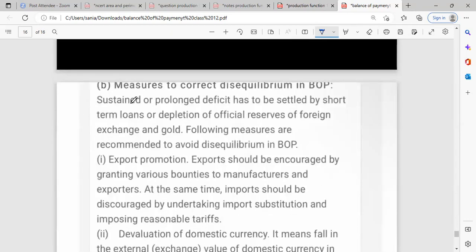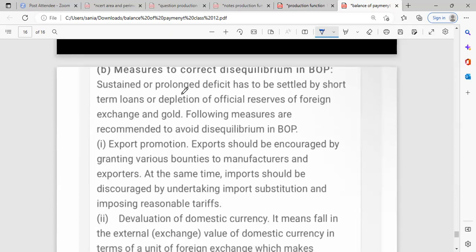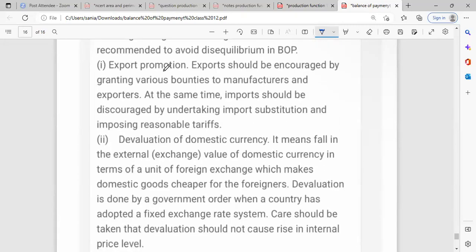Now coming to the next thing, which is how you will correct the disequilibrium in BOP. A sustained or prolonged deficit has to be settled by short term or long term measures, or by depletion of official reserves of foreign exchange and gold. Following other measures. First of all, export promotion. Exports should be encouraged by granting various bounties to manufacturers and exporters. At the same time, imports should be discouraged by undertaking import substitution and imposing reasonable tariffs. Export promotion basically increases different types of manufacturing, so you can control the disequilibrium through this.